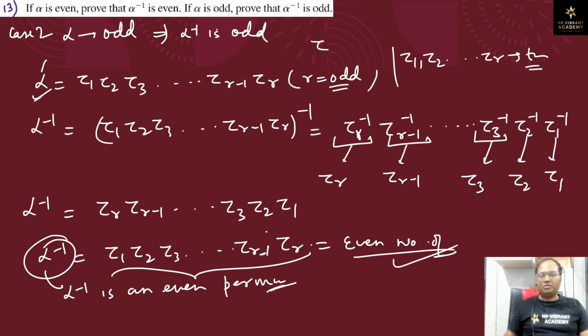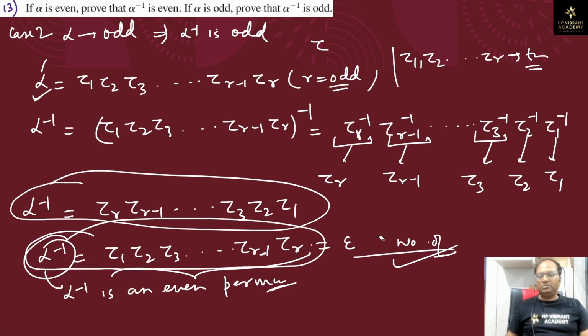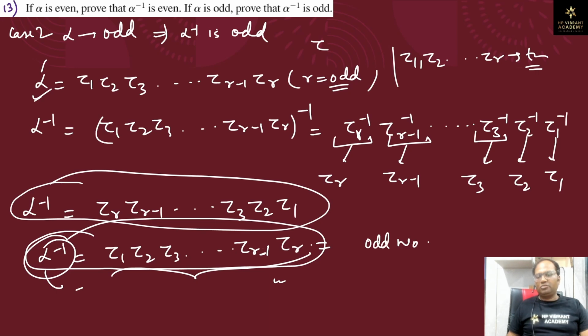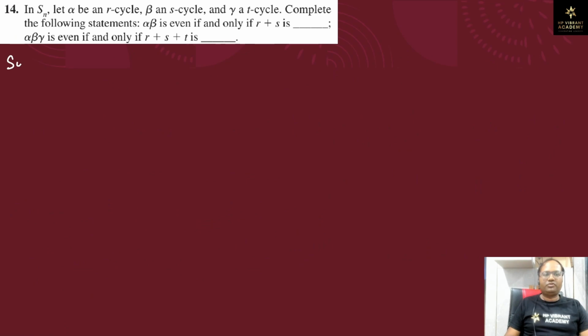ठीक है, और ऑड हो गया, so this means we have represented alpha inverse like this. So on rearranging, alpha inverse can be represented like this. So we have R as odd. So alpha inverse can be represented as odd number of transposition, because R is odd here. Okay, so alpha inverse is represented as odd number of transposition. Therefore, alpha inverse is odd. As simple as that. Now let us discuss question number 14.